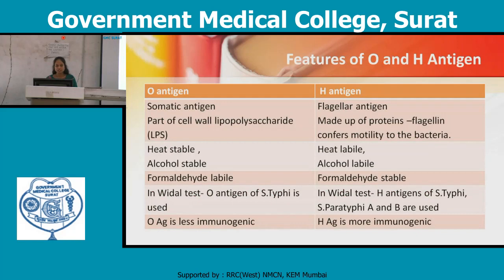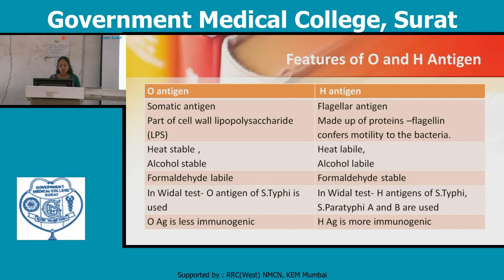First, O antigen is a somatic antigen and is part of the cell wall lipopolysaccharide. H antigen is a flagellar antigen made up of protein called flagellin, which confers motility to the bacteria. O antigen is heat stable and alcohol stable. H antigen is heat labile and alcohol labile.